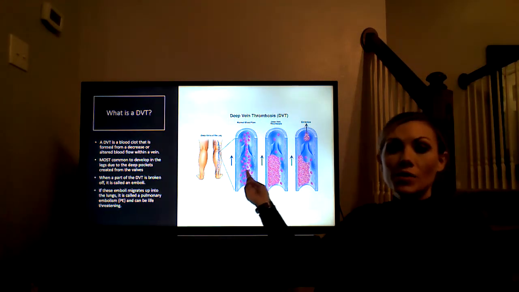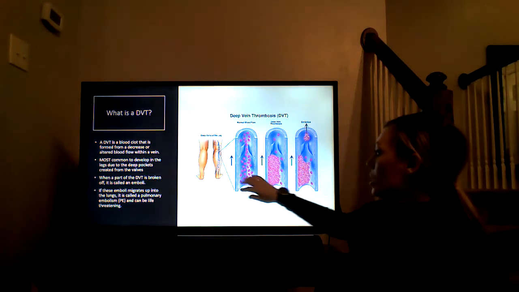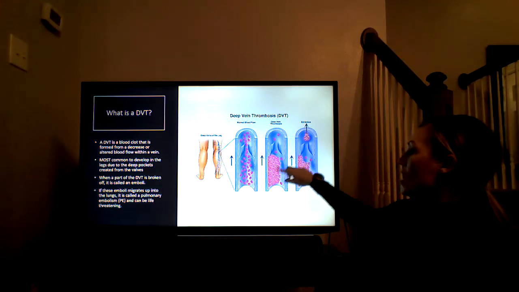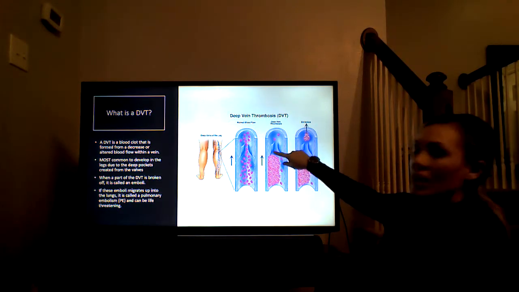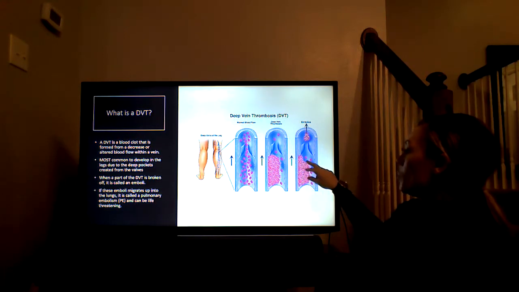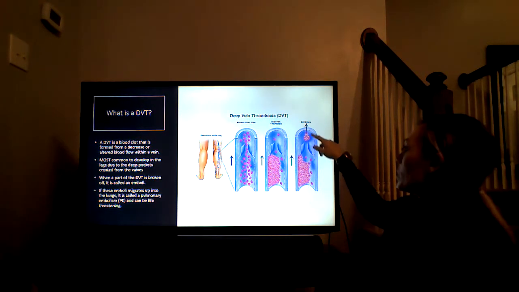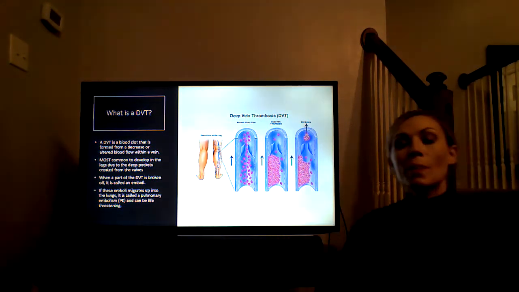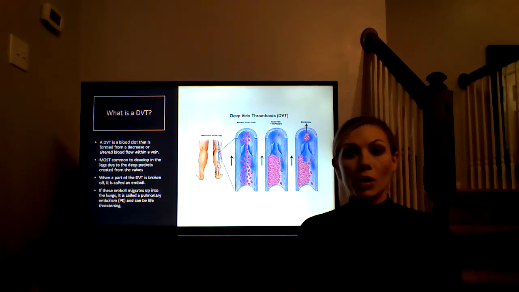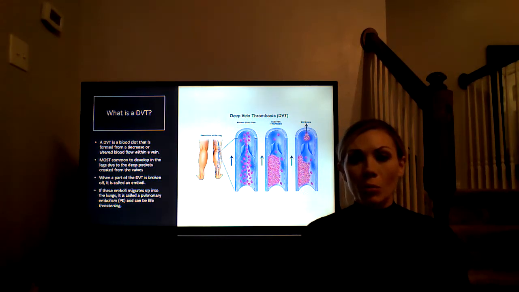You have more valves in your veins than you do in your arteries, so that's how clots can get caught in these little pockets. This is the normal blood flow. This is where the blood is kind of stagnant. It's getting caught up on those valves right there. And if one of those little parts of the clot breaks off, that's when they call it an embolus. If that embolus travels up to your lungs, that's where you get the term pulmonary embolism. One third of pulmonary embolism cases end up in mortality.